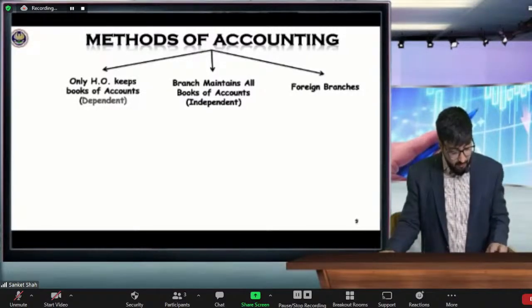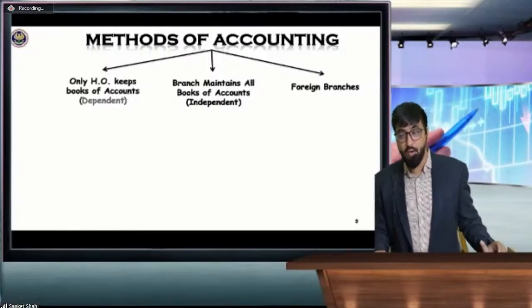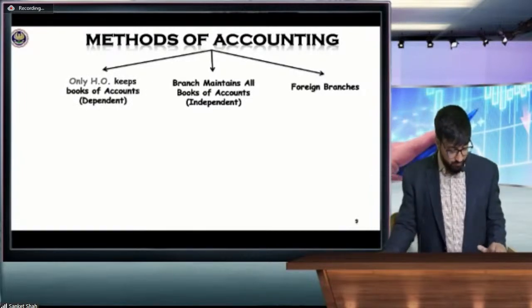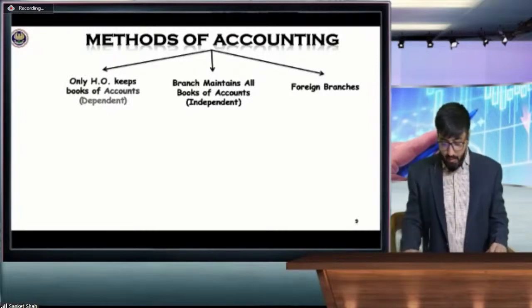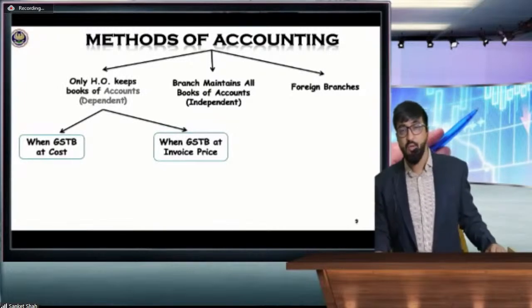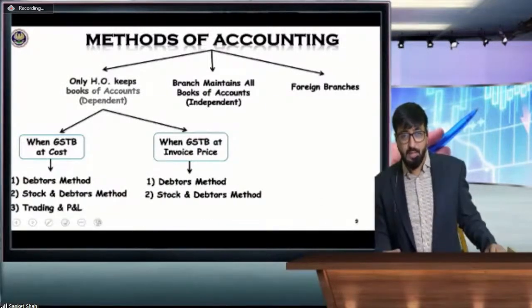Yes Pooja ji, please increase your keypad volume. I don't think we have any problem with voice. Voice is absolutely clear. So HO maintains books of accounts. If HO maintains books of accounts, it is divided in two parts: goods sent to branch at cost and goods sent to branch at invoice price. So just note this down. I will tell you the exact difference between these two.